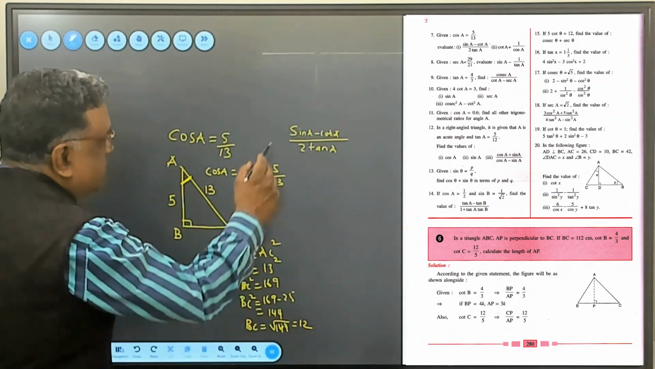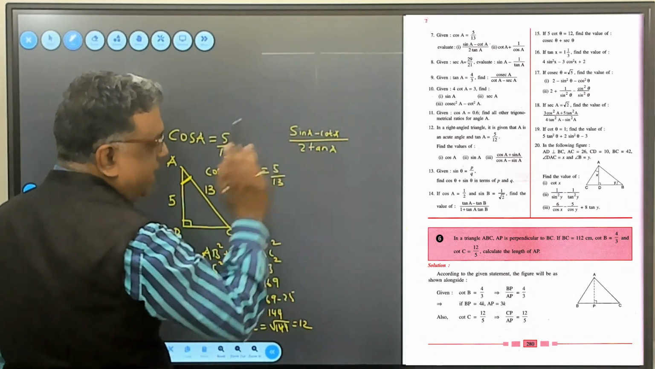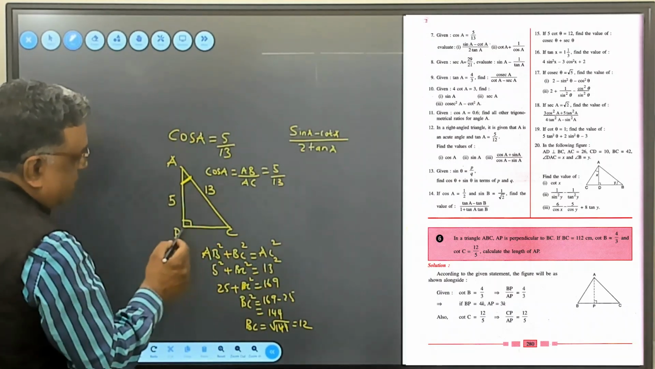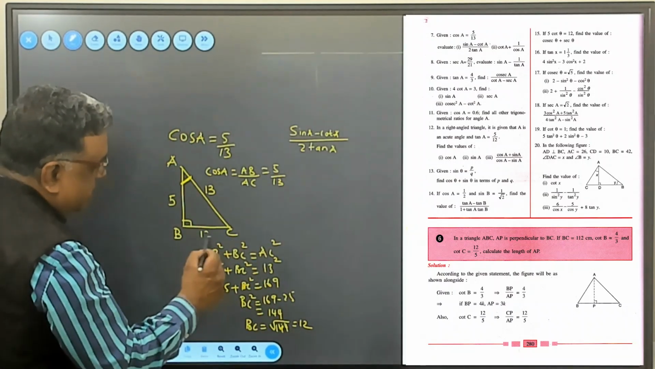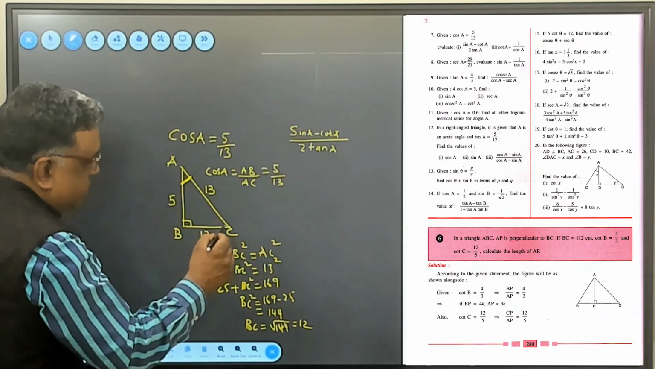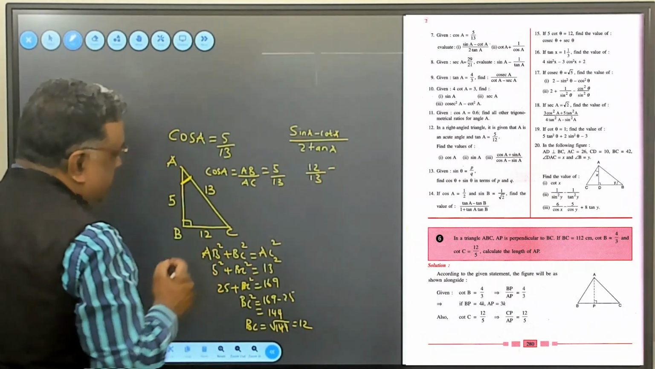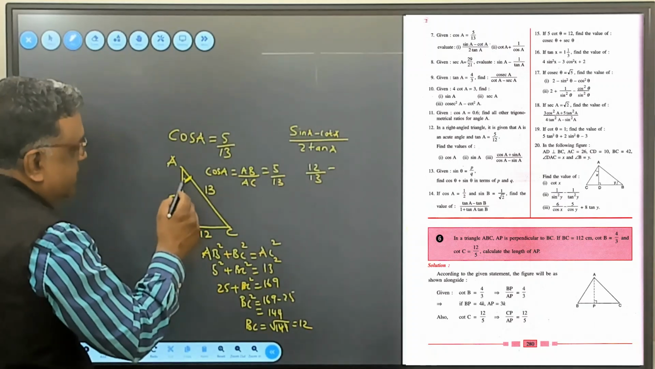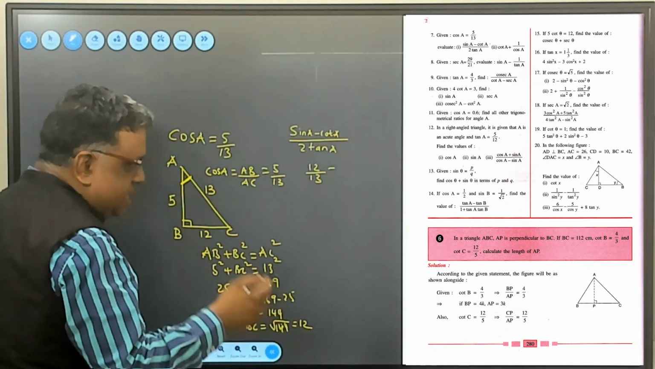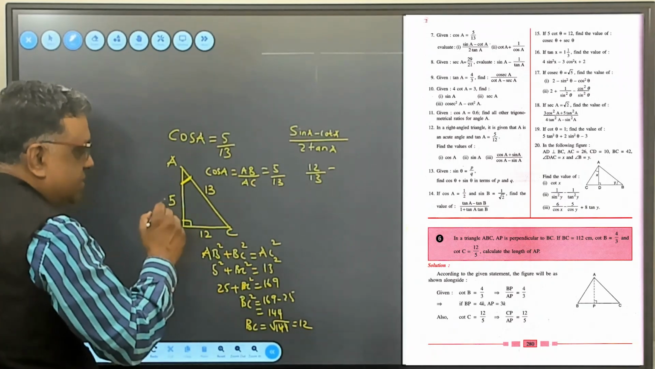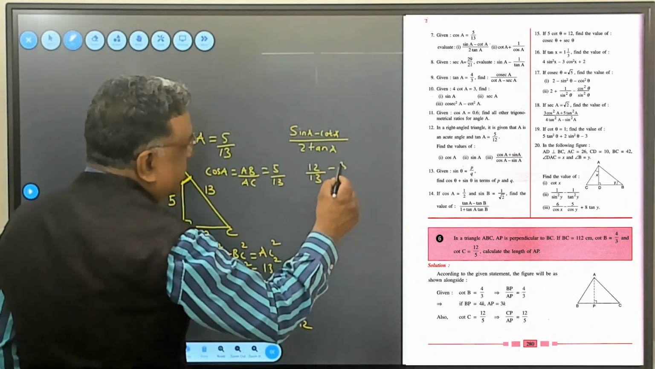Now I have to find out sine A minus cot A upon 2 tan A. So what is sine A? Sine A is opposite upon hypotenuse. Now this is 12, so I can put it as 12 upon 13. And cot A is the reciprocal of tan A. Tan A is opposite upon adjacent, so cot A will become adjacent upon opposite. So this will become 5 upon 12.